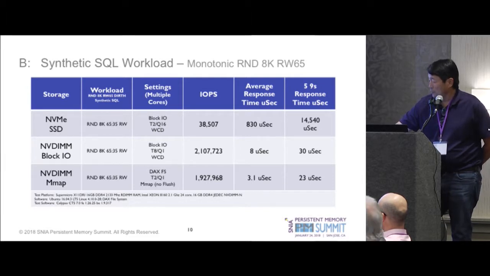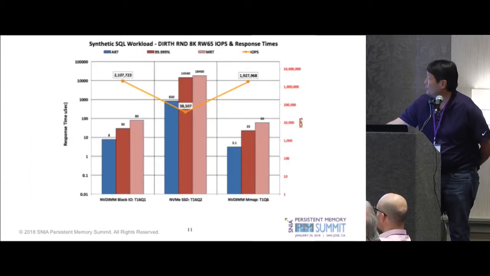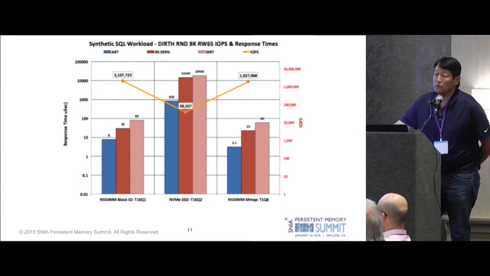Okay, and then the next one, we're going to look at the 6 I/O stream workload. Oh, here's the graph for that previous one. So again, you can see IOPS on the top on that orange line, and then the bars are response times.